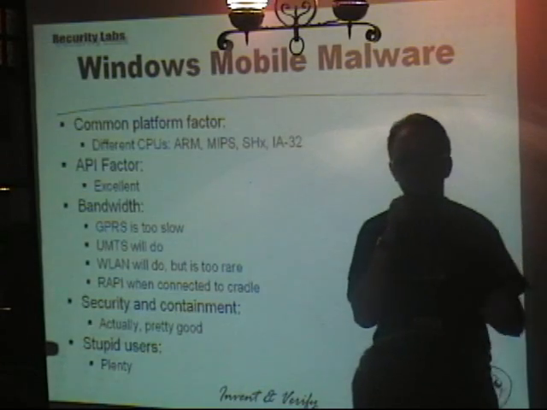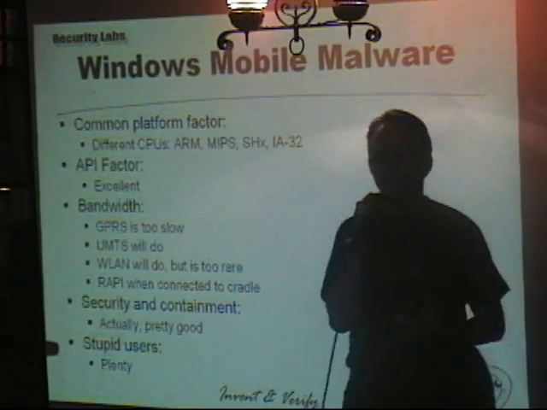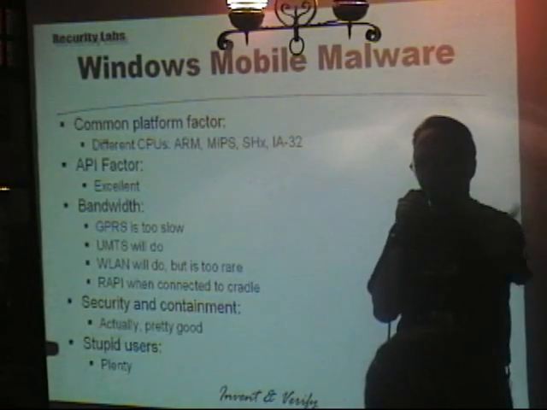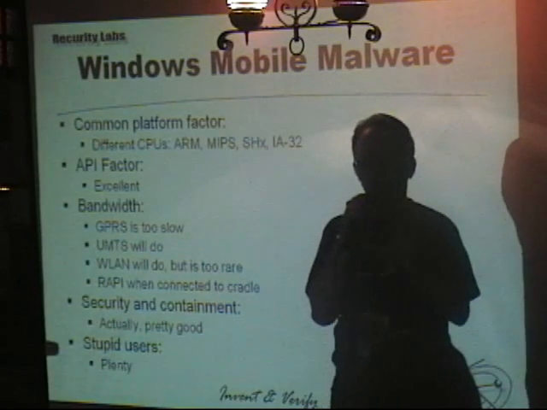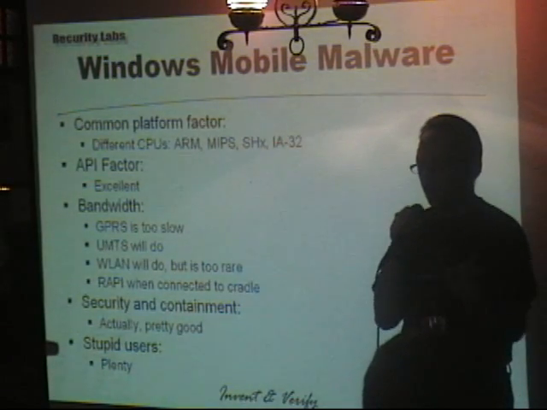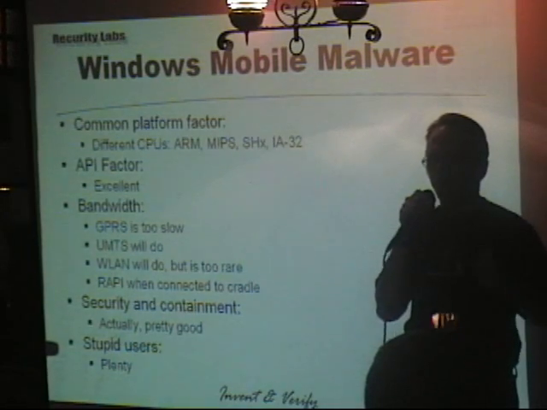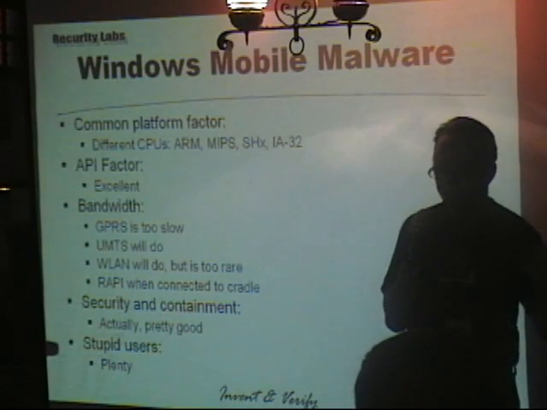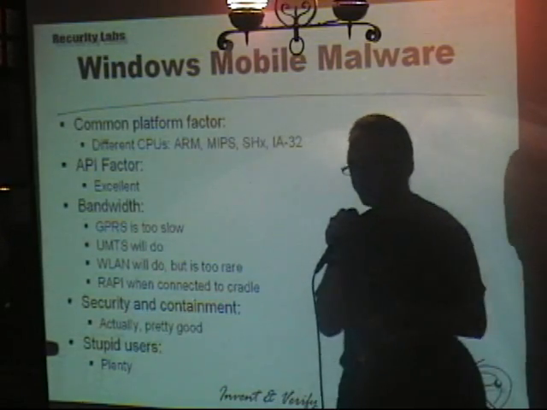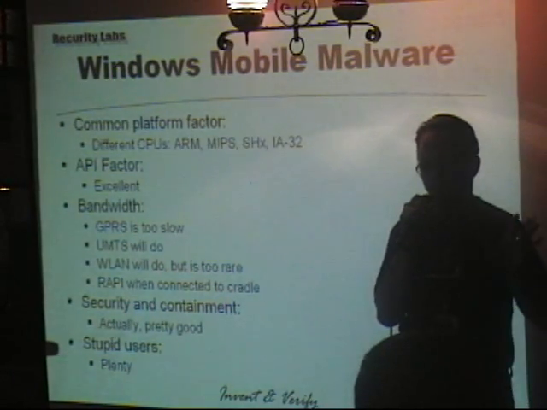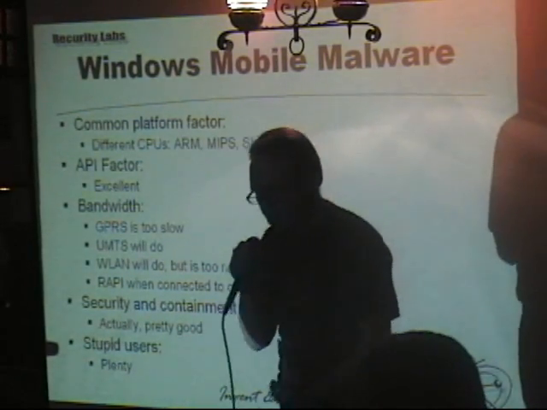Bandwidth, we have the same issues, but we have another interesting part, which is the RAPI, the network protocol that they talk when you connect them over ActiveSync. Then they expose another API called RAPI, which actually allows you to talk over the host machine's TCP/IP directly into the Windows Mobile OS. The security is actually pretty good from a code point of view. The kernel is a beauty, I can tell you that. And stupid users, on the other hand, there are plenty.